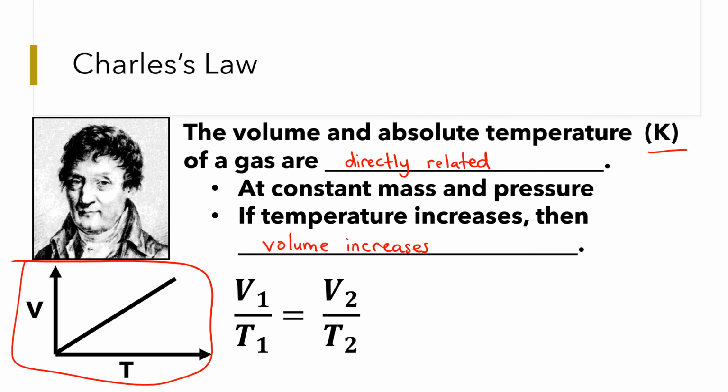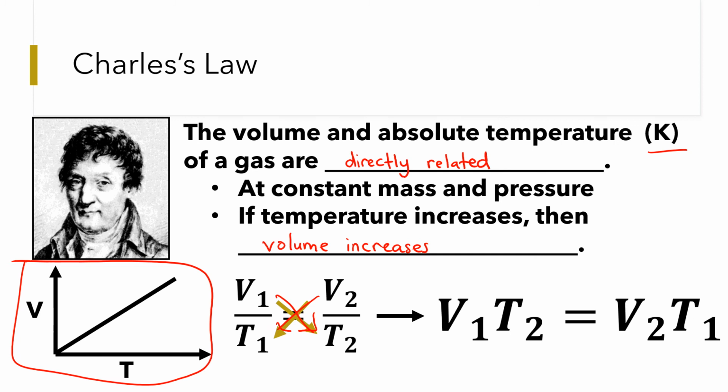So the equation you guys see here, V1 over T1 equals V2 over T2. Well, I don't like fractions, so we can cross multiply. Okay, and when we do, we get this rearranged equation, V1 T2 equals V2 T1. So this is the equation I want you guys to write down.